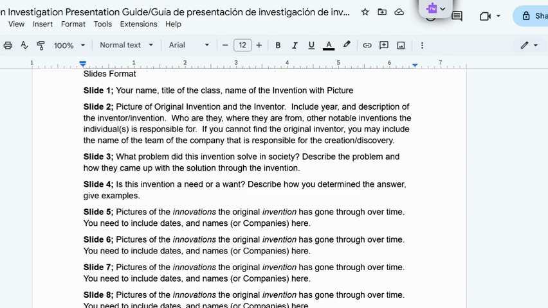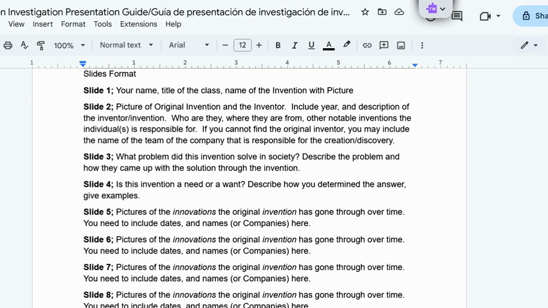Include the year it was invented, a description of the inventor, where they are from, and then other notable inventions if they are responsible for any. If they're not, don't worry about it. If you can't find an original inventor, you may include the name of a company or a hospital that invented your invention. But if you can't find a person, try and locate the company that did it.